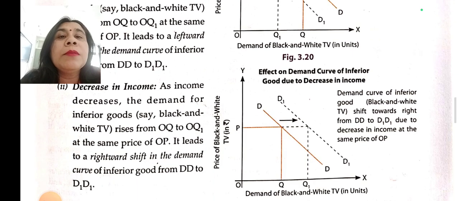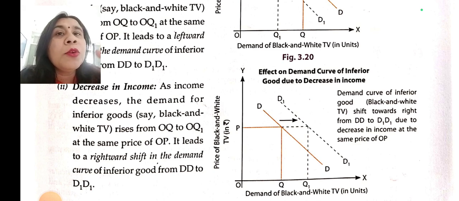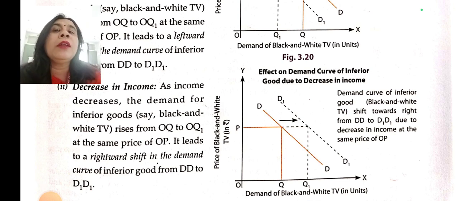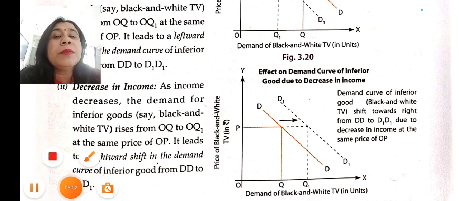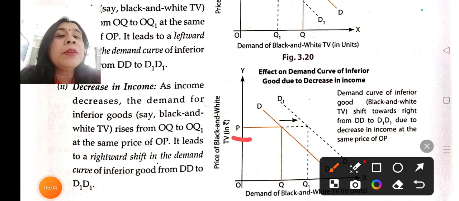Now let us see the decrease in income. With the decrease in income of a consumer, that is, when the consumer's income lowers, he will start increasing the use of the inferior product because he has less income in hand now. So this leads to a rightward shift of the demand curve even when the price remains the same. See, the price is the same again here, but the income of the consumer has decreased.